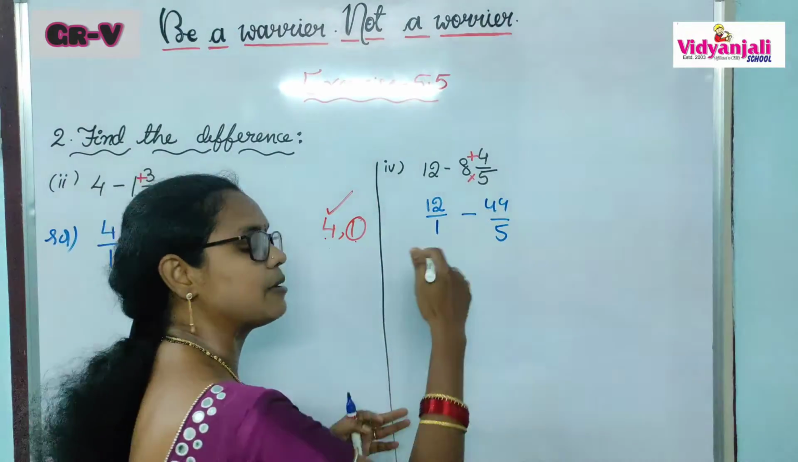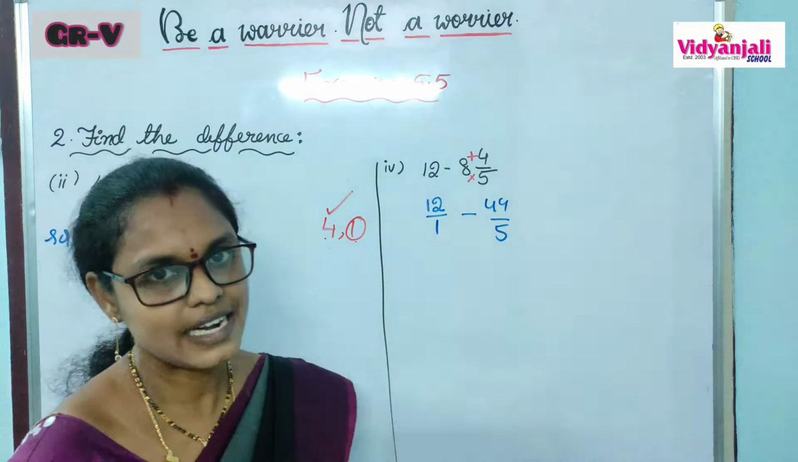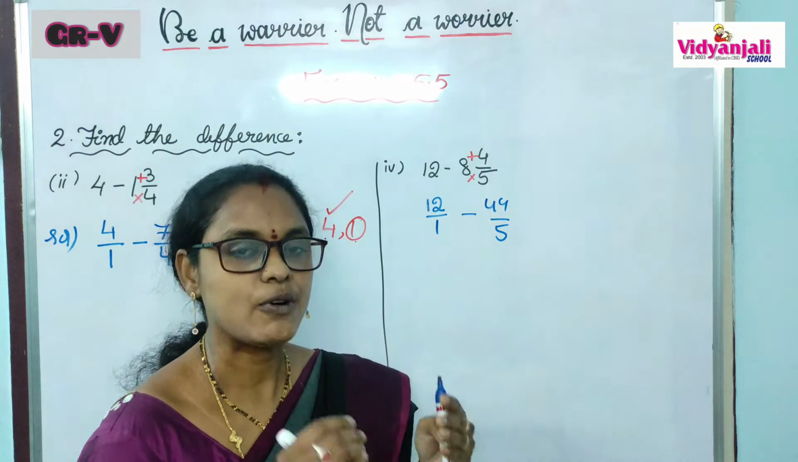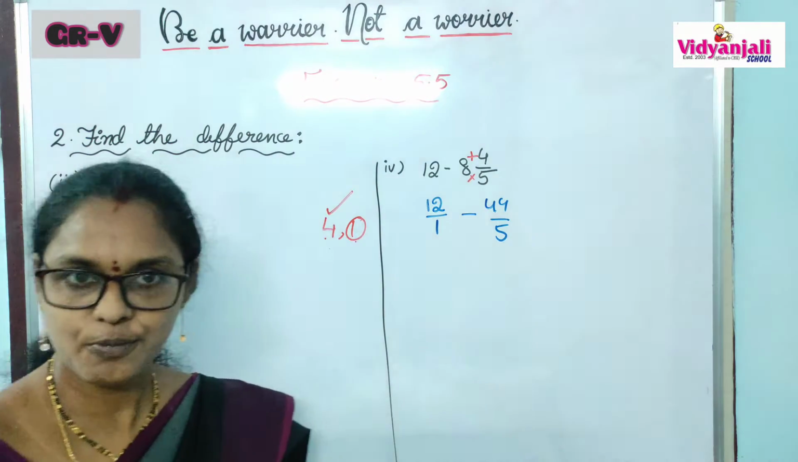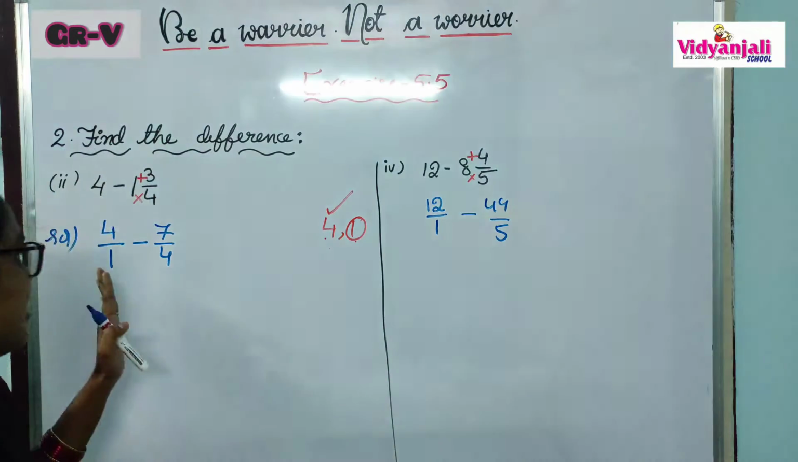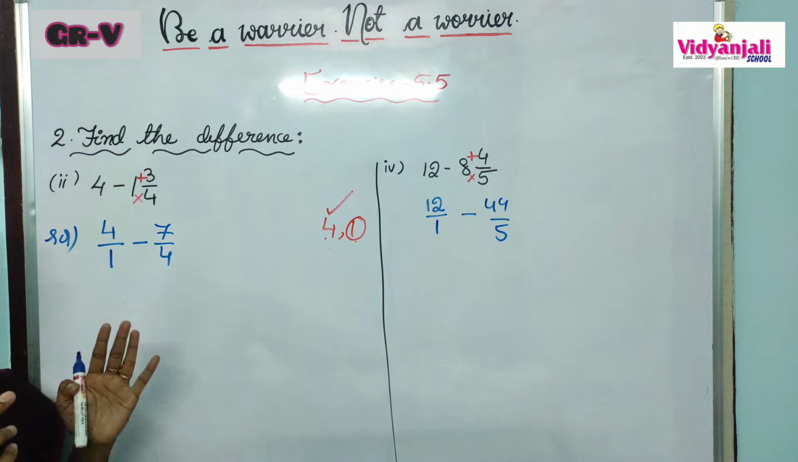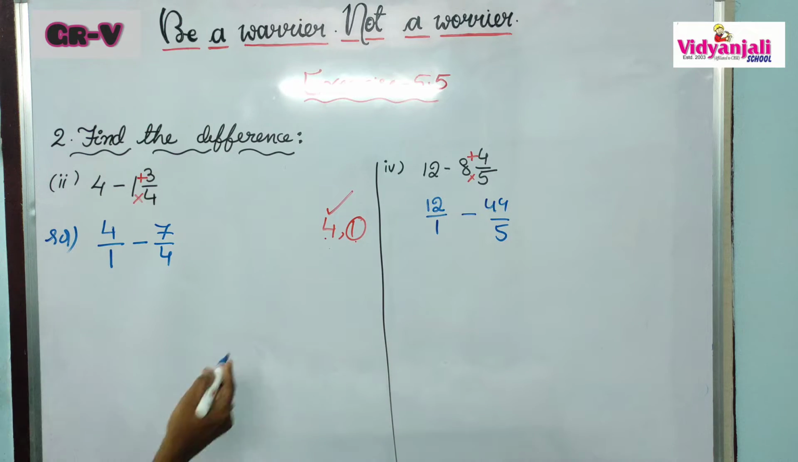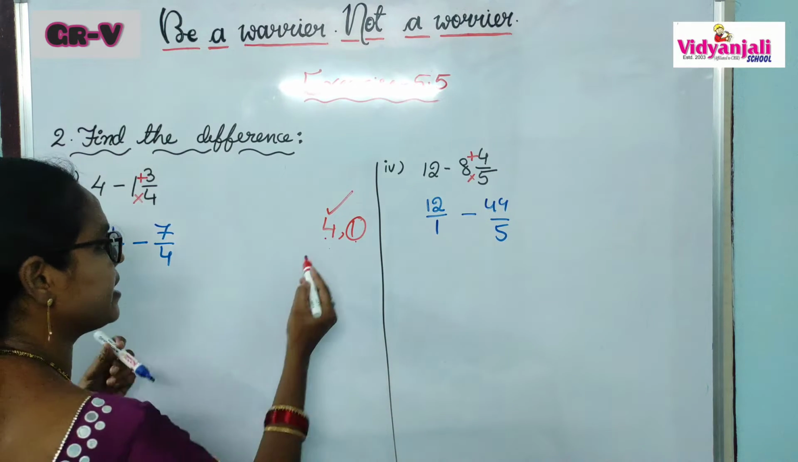LCM of 1 and 5 will be 5. LCM of 1 and 6 will be 6. LCM of 1 and 9 will be 9. I hope you understood. So, here, no need to find LCM separately. So, tell me what is the LCM of 1 and 4? 4 only, right? So, LCM is 4, okay?